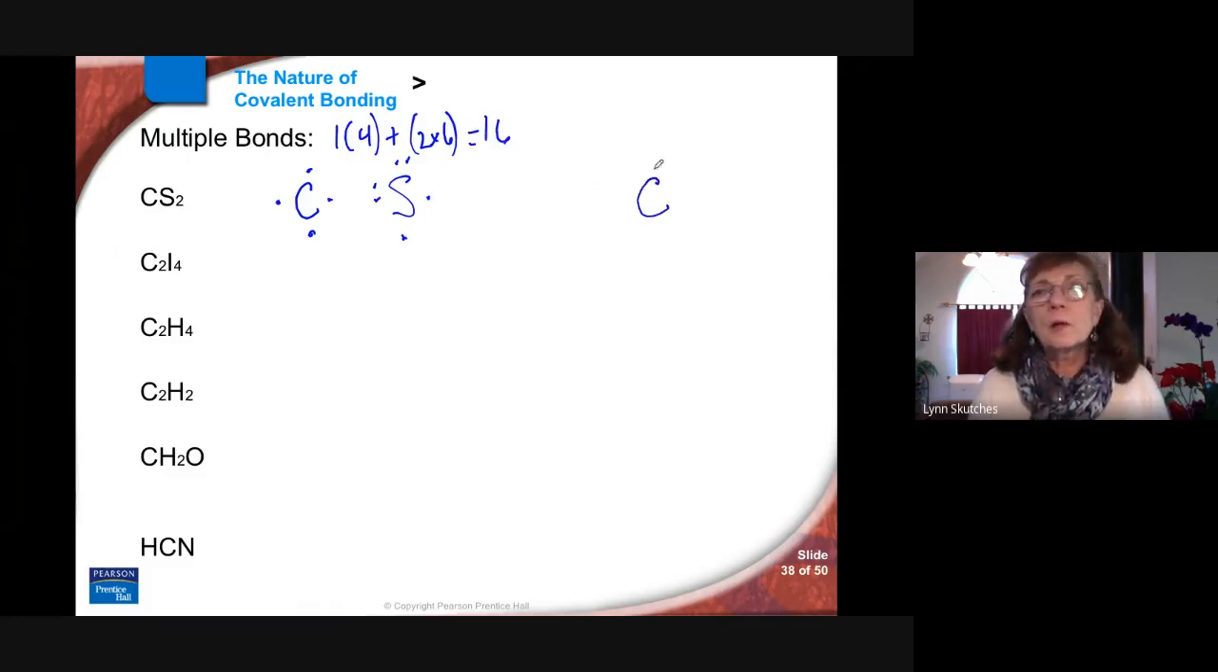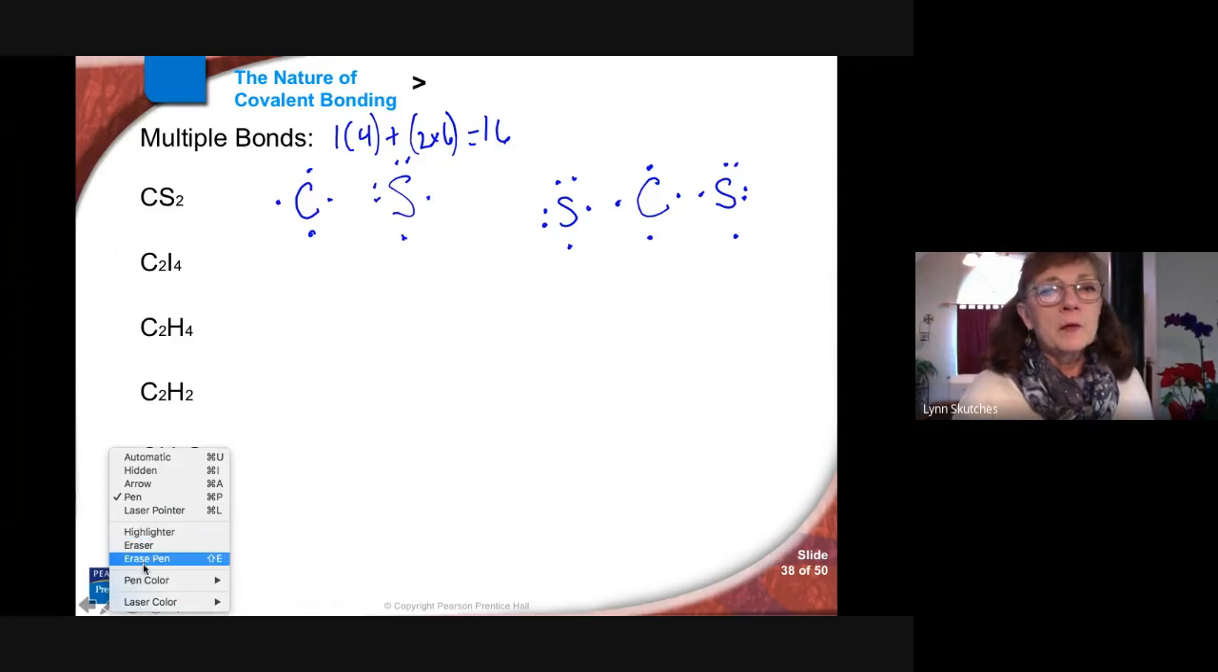So start with your carbon in the middle, and then go ahead and put the sulfurs. Just make it look balanced for right now. It's fine. 1, 2, 3, 4, 5, 6 on each sulfur. And so we're off to a good start. We have a bond between carbon and sulfur on each side.